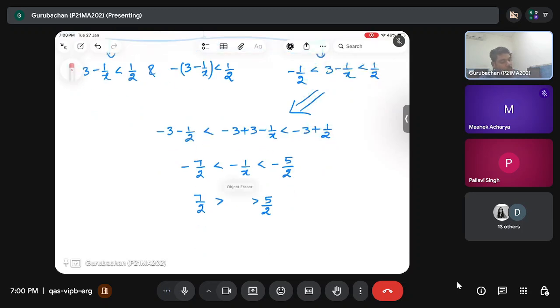Here, sorry, it was 1 by x. Now again, x is in the denominator, and you need x to be in the numerator. What you will do is take the reciprocal of the whole equation. So it will give you 2 by 7.